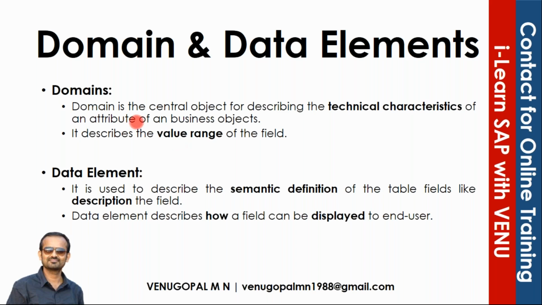When you create a domain, there is an additional property you can specify: the valid possible values which this particular domain can take. Those things you can also define. For example, gender. If you are creating a domain for gender, it can take male, female, or T, transgender, or X, not defined, something like that. Or else, if you are defining a flag, a flag can take X or blank, where X means yes and blank means no.